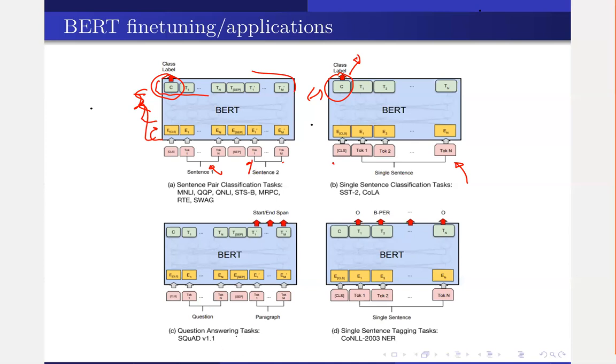For example, for this SQuAD data set, it will include a question here, and then a paragraph here as the input. And typically, the answer to this question should be included in the paragraph. So what we can train here is a delimiter somewhere.